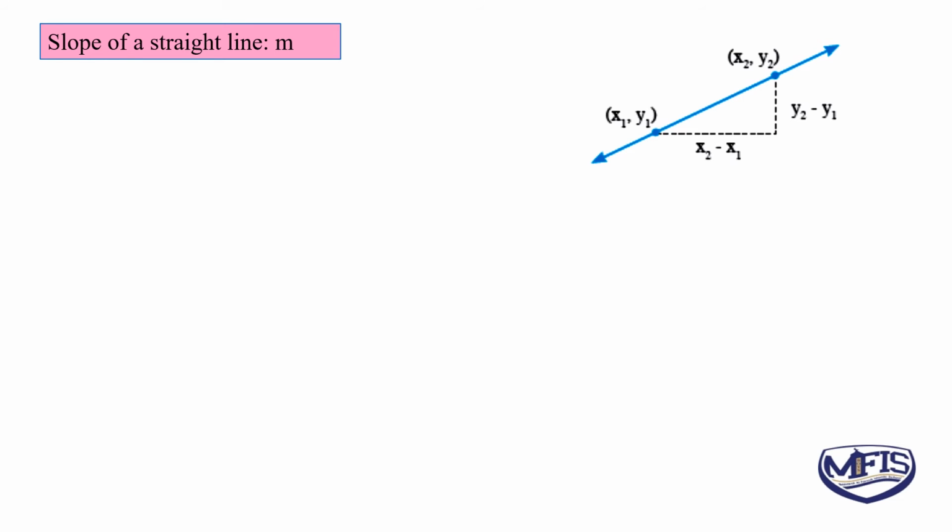So the slope of a straight line is represented by m, and we said before that the slope equals rise over run. Rise is the vertical change, which is y2 minus y1. If we take two points on the straight line, (x1, y1) and (x2, y2), the vertical change is y2 minus y1 and the horizontal change is x2 minus x1. So the slope equals y2 minus y1 over x2 minus x1.